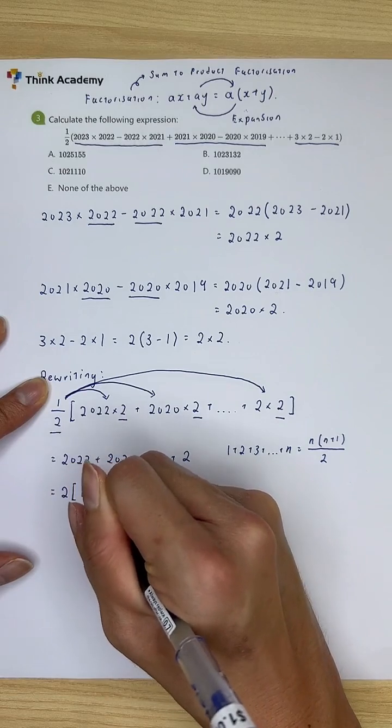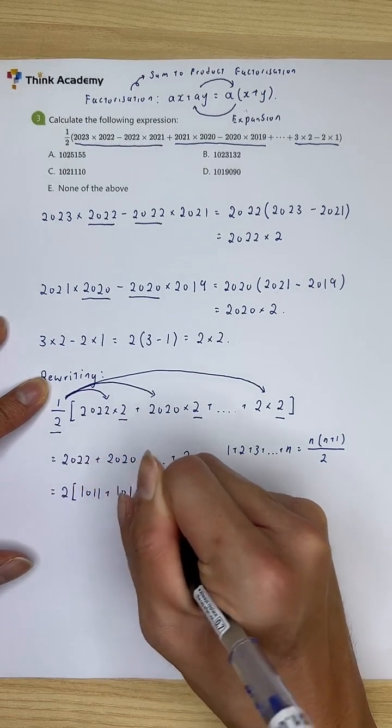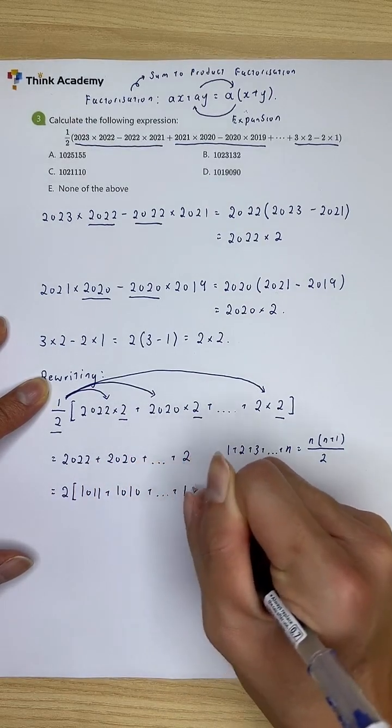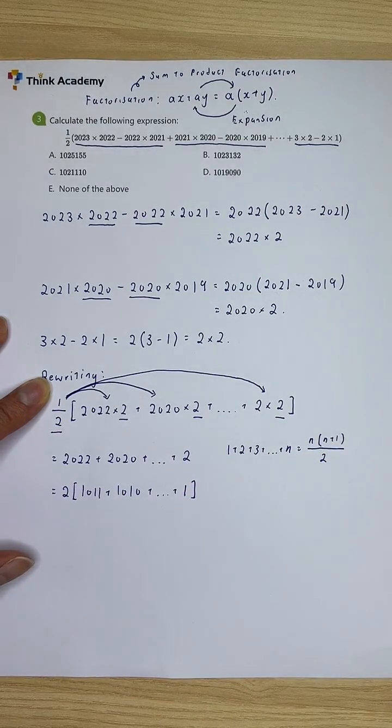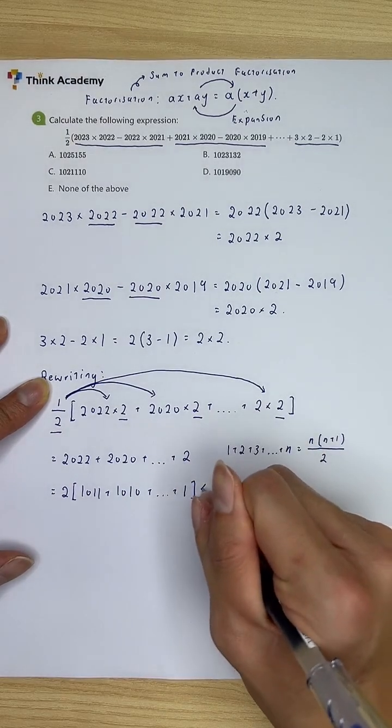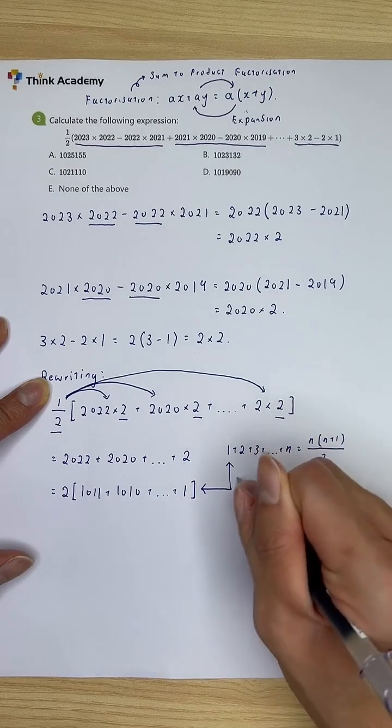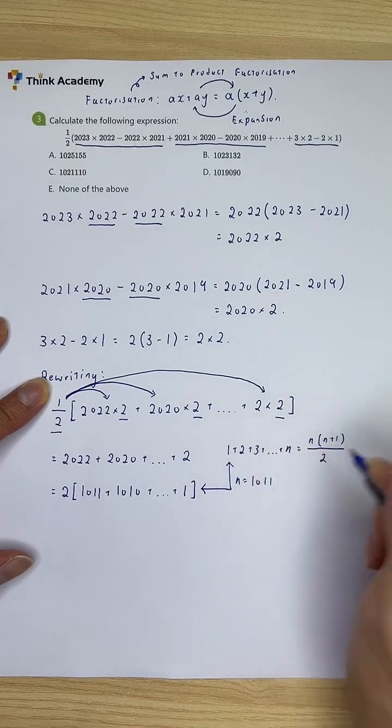2, 1, 0, 1, 1 plus 1, 0, 1, 0 plus all the way to 1. So you notice that this and this is pretty much the same, except that n is equal to 1, 0, 1, 1 over here.